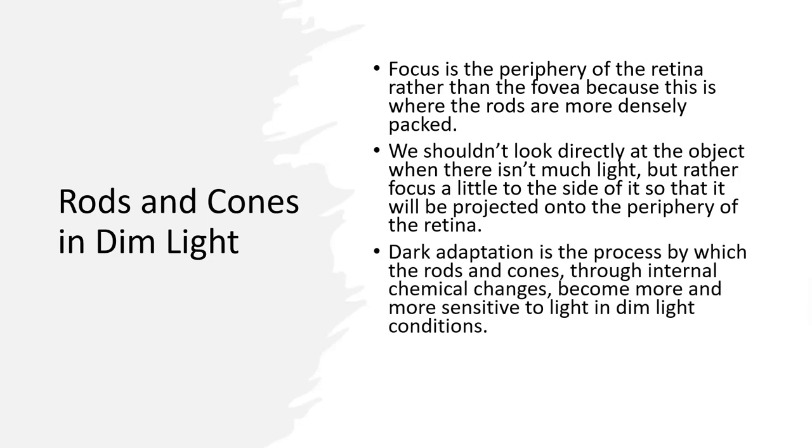Dark adaptation is a process by which the rods and the cones, through chemical changes within the environment around them, become more sensitive to light when it's dim. You also have the physical aspect. In dim light, in darkness, the pupil is going to dilate to allow in more light, but that's a separate issue to the one being described here, where you have this internal chemical change, which is going to allow those cells to be more sensitive to limited amounts of light.